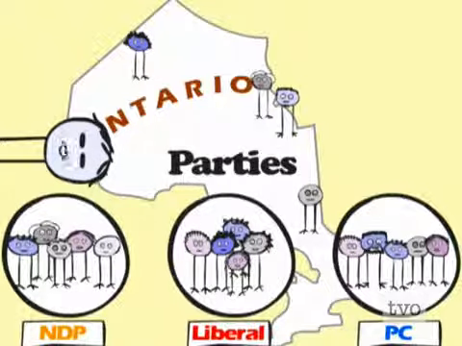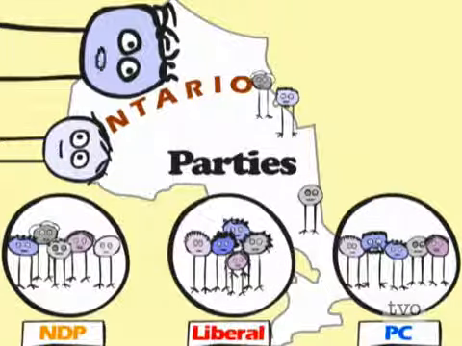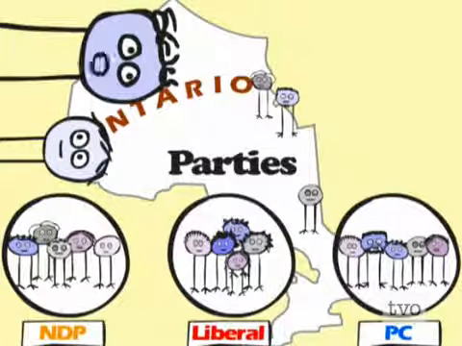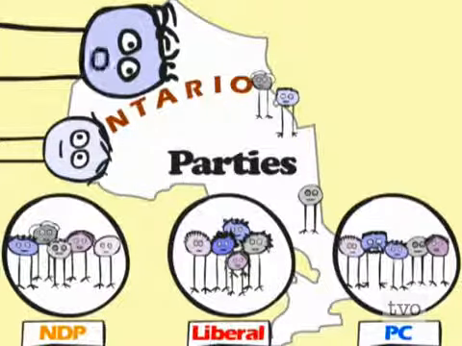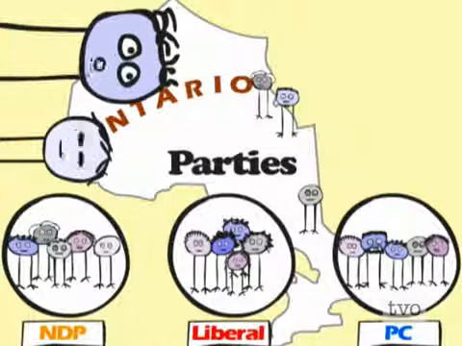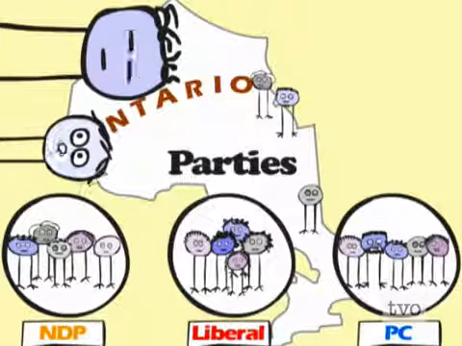Wait a minute, are there only 3 parties? Actually, there are several parties in Ontario, big and small. The 3 main ones are the NDP, Liberal, and the PC Party. But there's also the Green Party and other smaller parties, like the Family Coalition Party, the Ontario Libertarian Party, the Freedom Party, the Communist Party. Okay, I get it. Wow, the voters really do have a lot of choice.